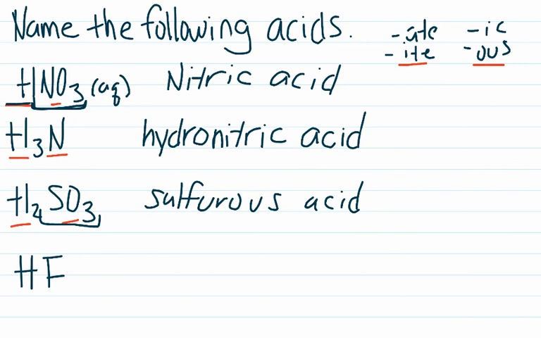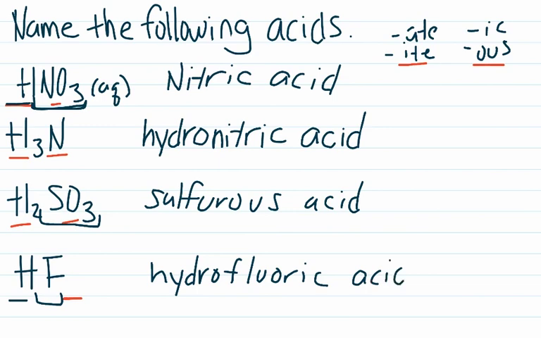Okay, and then the last one, it's an acid because it starts with H. There's no oxygen here, which makes it a non-oxy acid, which means we have to start with the prefix hydro. And then the base name of this element, which is fluorine, so we put hydrofluor. Since it's a non-oxy acid, it automatically gets the ic ending, so this is hydrofluoric acid.